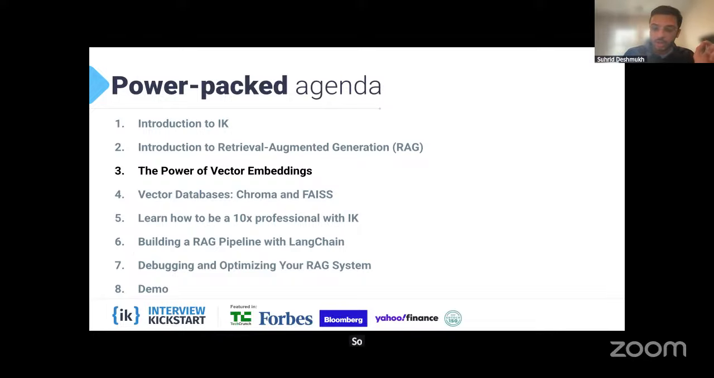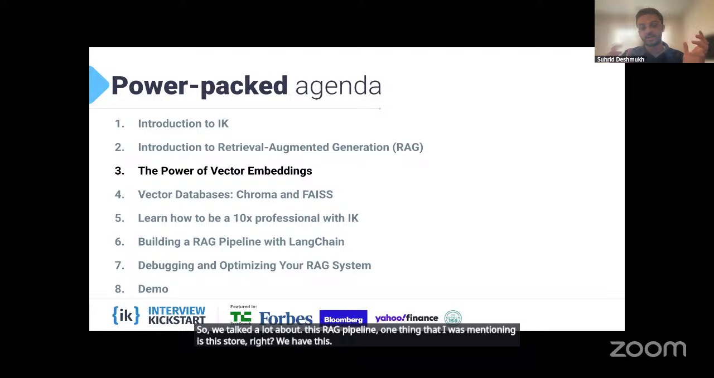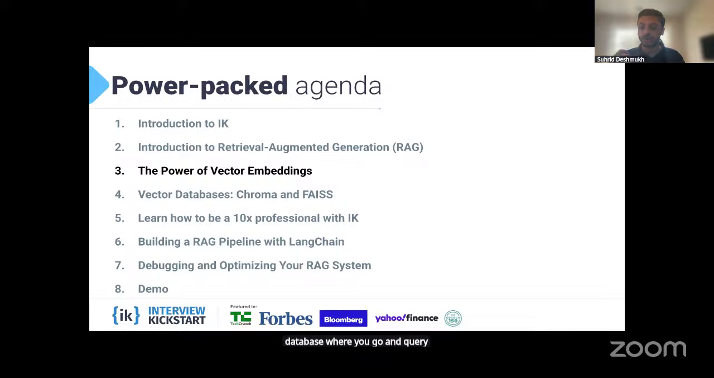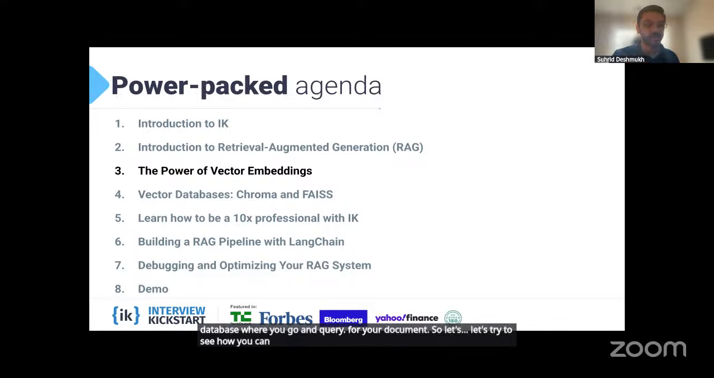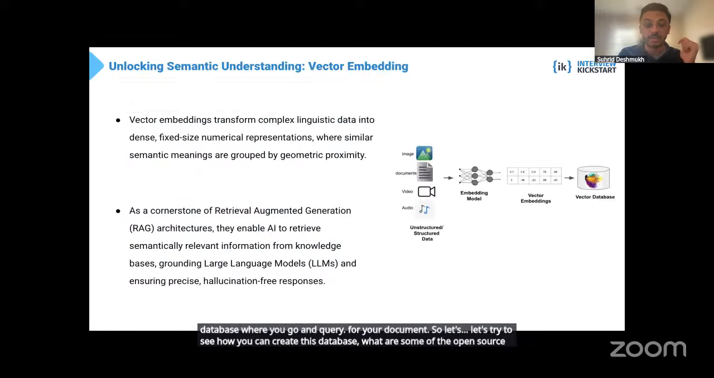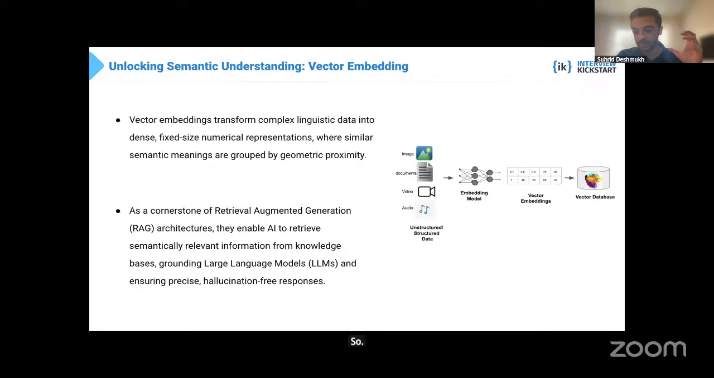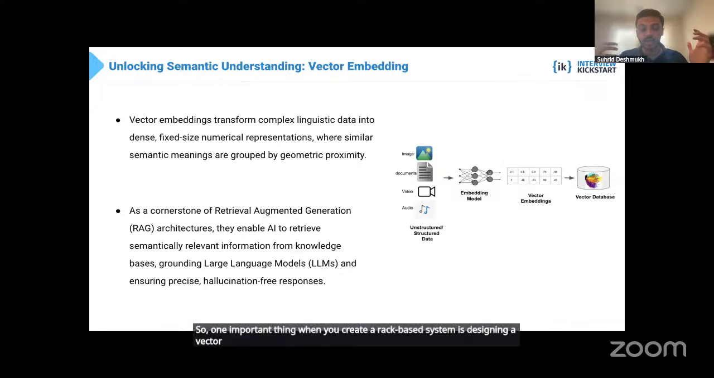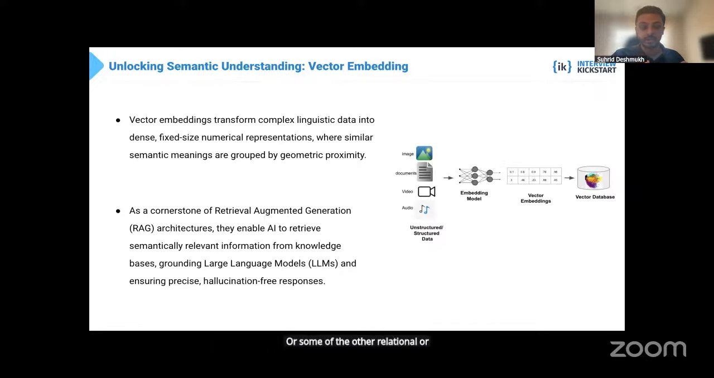So we talked a lot about this RAG pipeline. One thing that I was mentioning is this store, right? We have this database where you go and query for your document. So let's try to see how you can create this database. What are some of the open source packages that enable you to create these databases? One important thing when you create a RAG-based system is designing a vector database. Why do you need a vector database? Why won't something like Postgres, SQL, or some of the other relational or non-relational databases work?